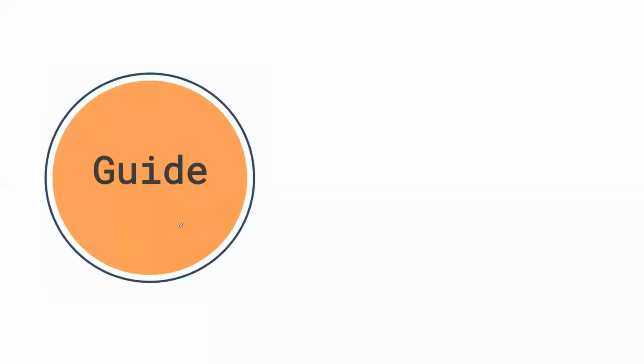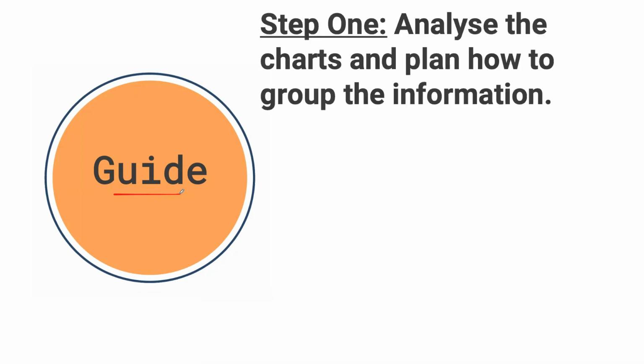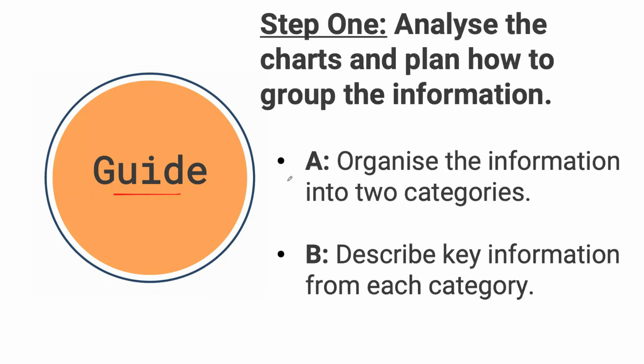Now, before we get into our first example for today, I just want to take you through a guide for our step 1. So we do have 2 general steps, but step 1 can actually be broken up into 2 parts, and that is A and B. So like we looked at from the previous slide, we're going to analyze the charts and plan how to group the information. And in order to do this efficiently and effectively, we want to organize the information into 2 categories.